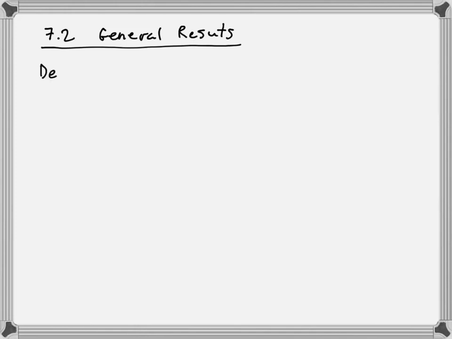Welcome everybody. Today's video is going to be on 7.2, general results. Now remember, we're talking about eigenvalues and eigenvectors, so we're going to learn some general results about these things, continuing on from where we left off in 7.1. So we start off with a new definition.